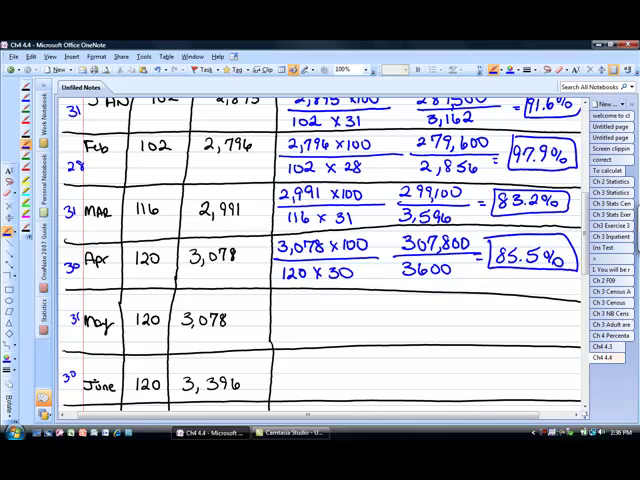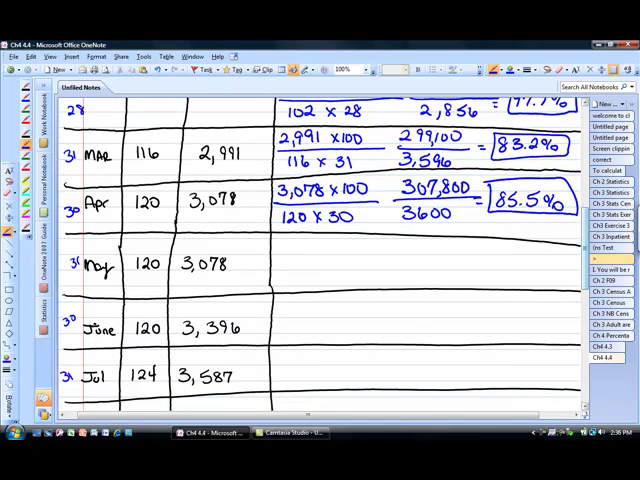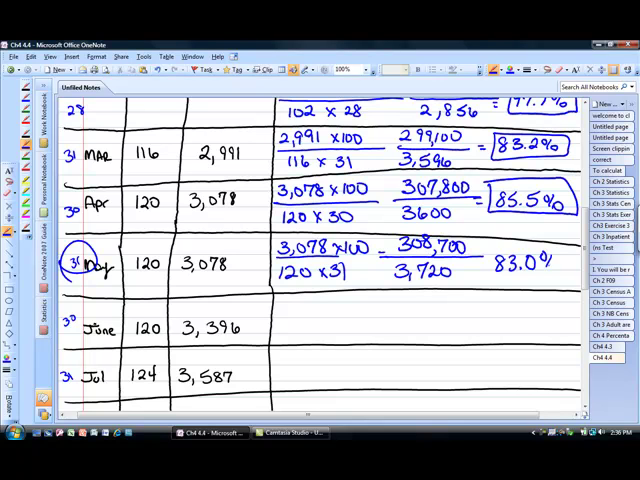I'm going to go ahead and give you some information quickly that we will use. Let's just go ahead and we'll work out a couple more. This will help us as we progress through the various problems. Okay, we have 3,078 times 100, 120 times 31. We're getting 31 from the days over here that we wrote down a few minutes ago. Okay, that gives us 308,700 over 3,720 for an end result of 83.0%.